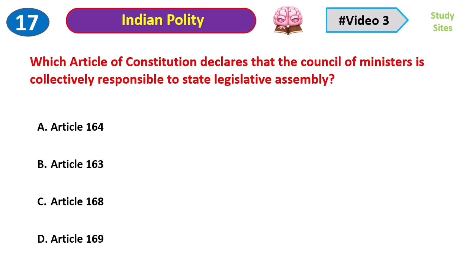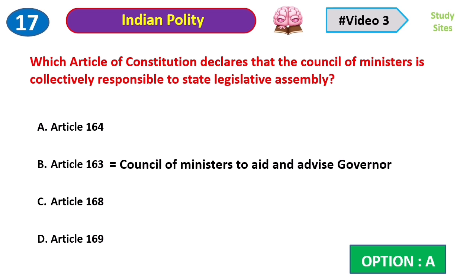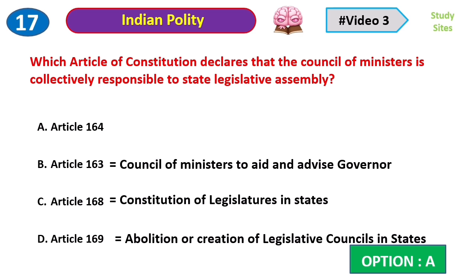Which article of Constitution declares that the Council of Ministers is collectively responsible to State Legislative Assembly? Article 164. And friends, Article 163 deals with Council of Ministers to aid and advise Governor. Article 168 deals with Constitution of Legislatures in states, and Article 169 deals with abolition or creation of legislative councils in states.